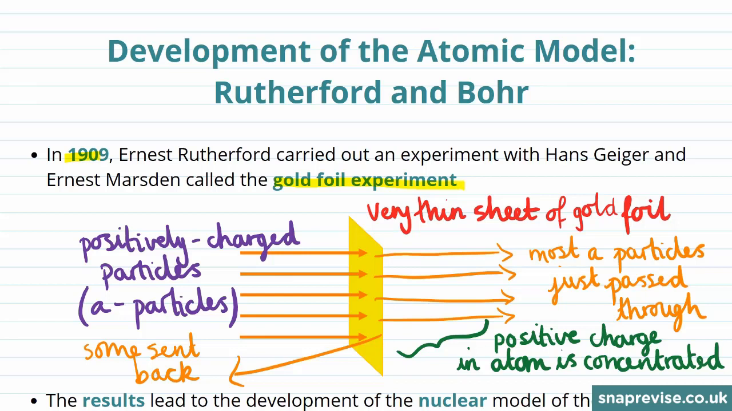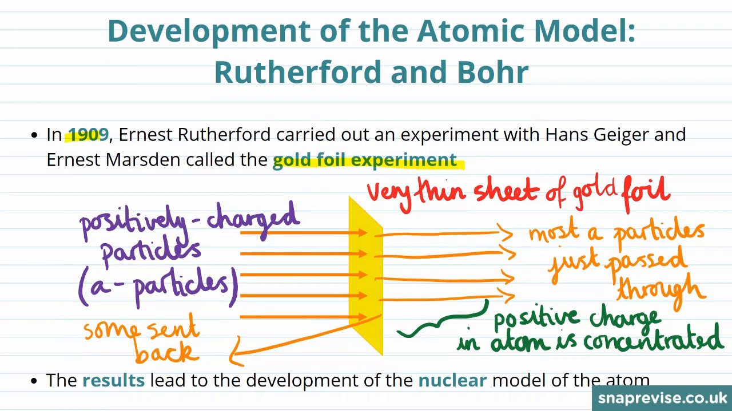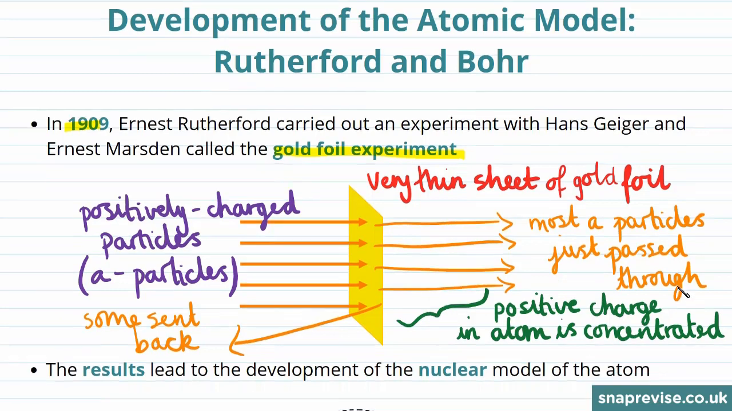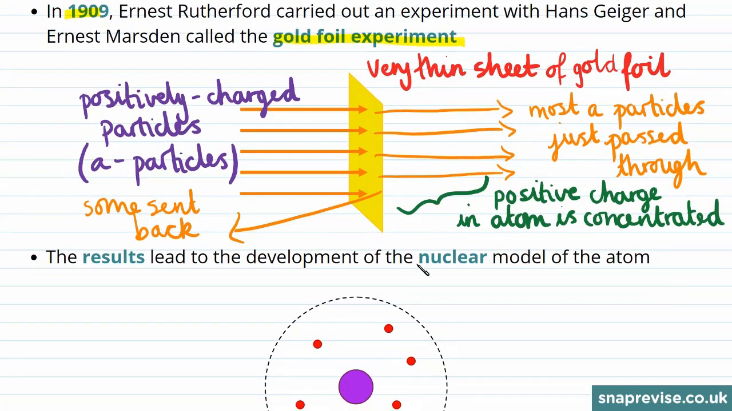However, some positively charged particles will come close to the region in which the positive charge of the atom is concentrated. These will experience the repulsion which is experienced by 2 charges. We know that like charges will experience repulsion, so the positively charged particles that are sent back towards the source are those that have come too close to this positive charged region of the atom. This experiment was very important in our understanding of the atomic model, and the results led to the development of what is known as the nuclear model of the atom.